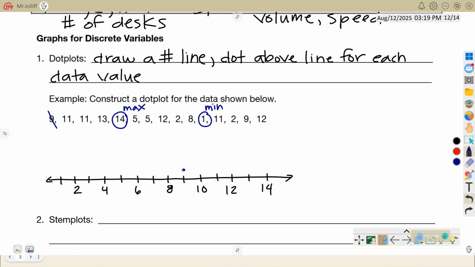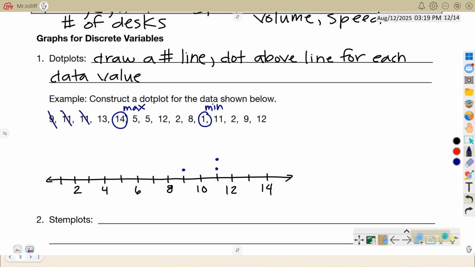Repeat. The next point is 11. I go to 11. I make a dot at that same height above the line. And then I run into an issue. My next point is the same as my last point. What do I do? Yeah, stack them. One on top of the other. I need to indicate to other people there's a second 11, so I don't want to put them right on top of each other. Stack them. Make a little pile, just like they were blocks.